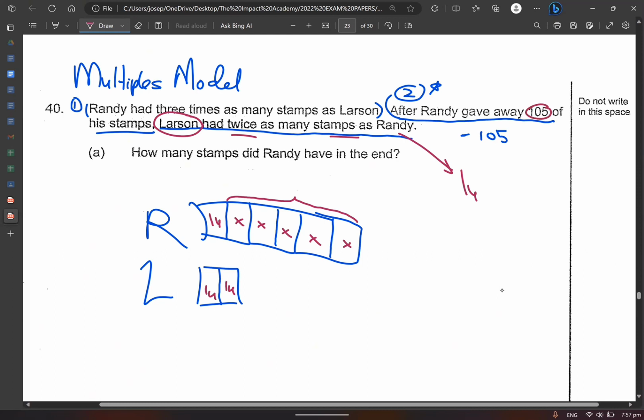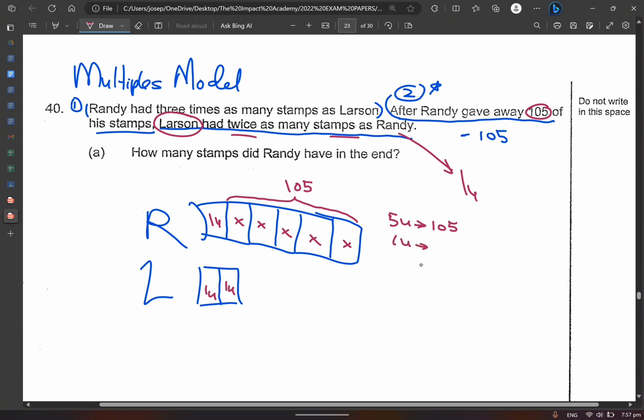Now we know where is 105, so we will just put 105 over here. Is this something that you can understand? Yeah. Now, then we ask ourselves, how many units is 105? We can see it's 1, 2, 3, 4, 5, 6. I'm kidding. 1, 2, 3, 4, 5. 5 units is actually equal to 105. You agree so far?